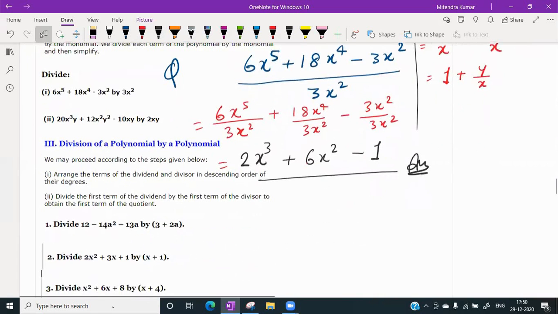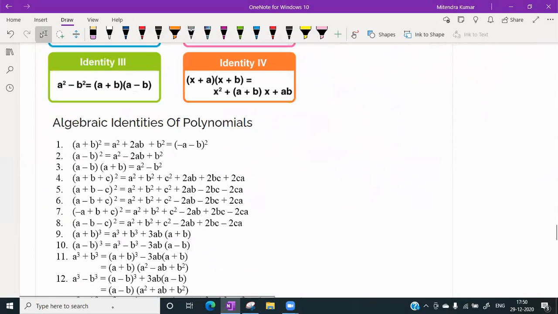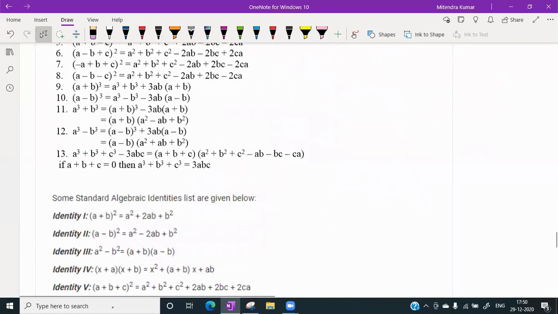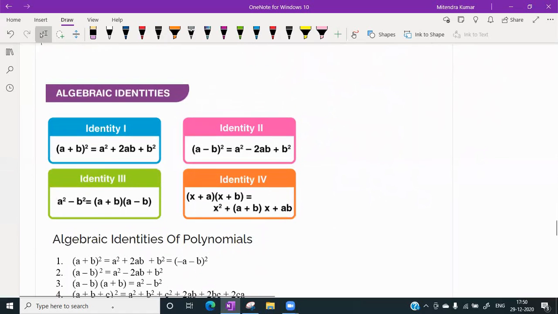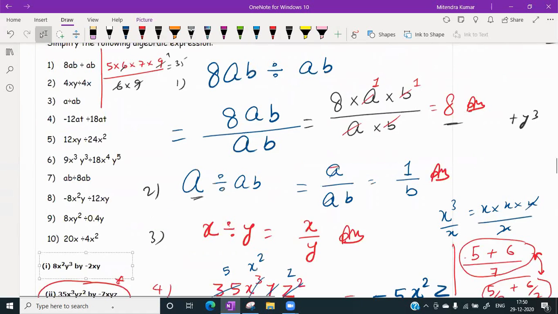Okay, so we will learn some identities. So give heading algebraic identities. Sir, can you scroll up, sir? Okay, I'm just cross-checking my answers, sir. That's why. Sure. You check your answer.